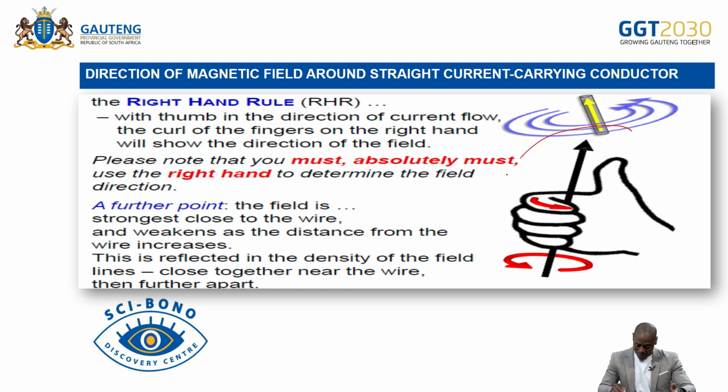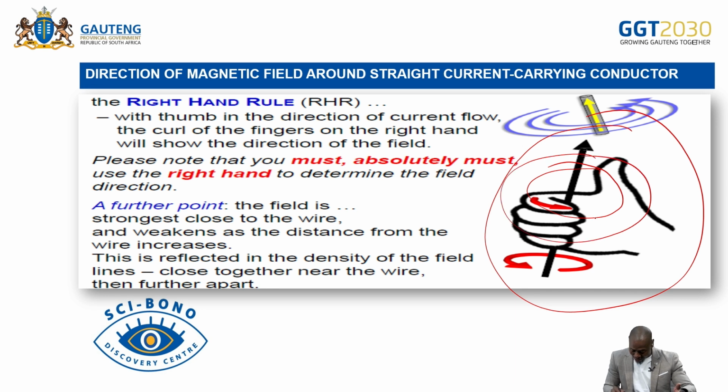So check what is happening here. The current here is out of the page. So look at your thumb, this is how you need to hold your conductor. So it's out. So look at the curled fingers. These are your curled fingers, so this is the direction of the magnetic field. Okay.